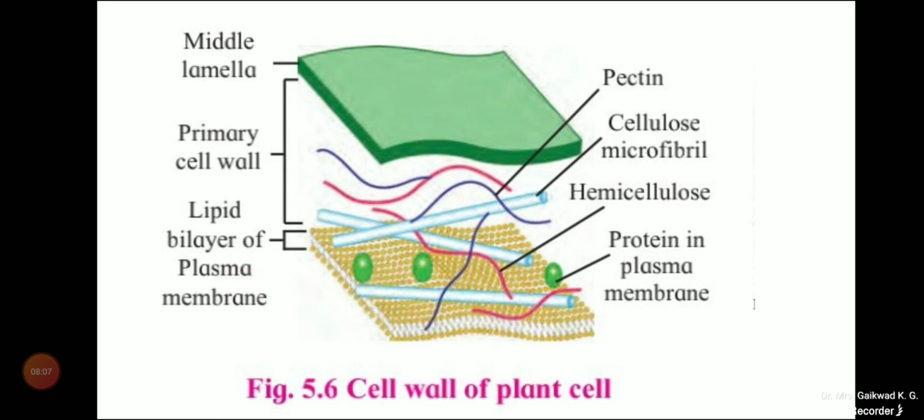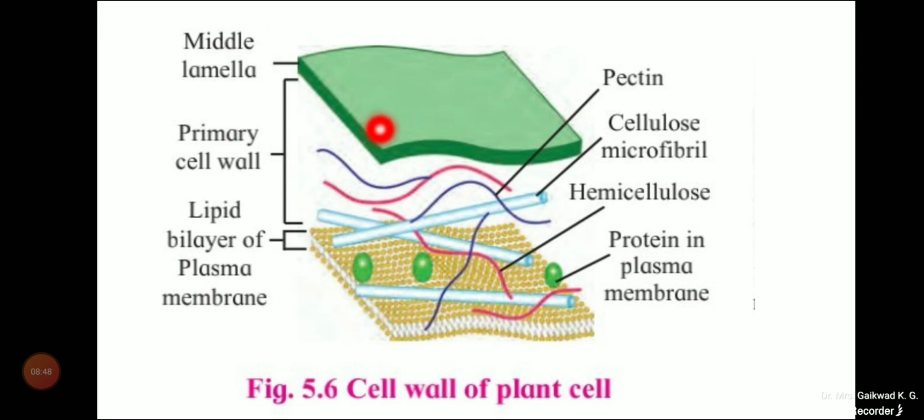From these, the outer one, the middle lamella, is thin, and it lies between two adjacent cells, isn't that? Whatever two cells are there, they are separated from one another by such a middle lamella. It is the first structure formed from the cell plate during cytokinesis. It is mainly made up of pectin, calcium and magnesium pectate, as I told you earlier.